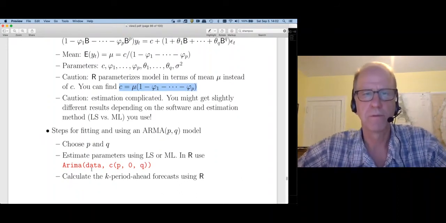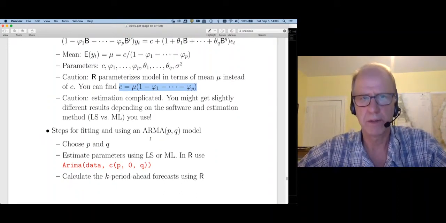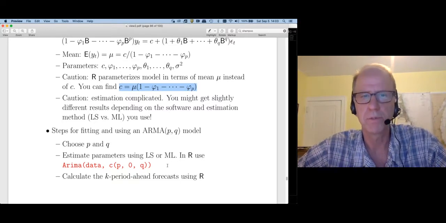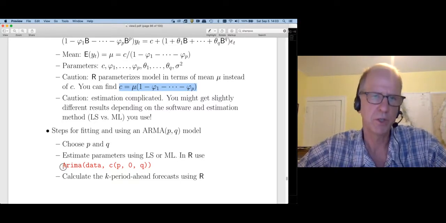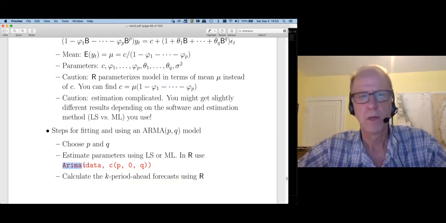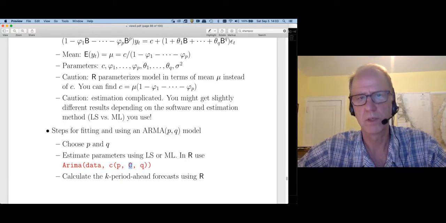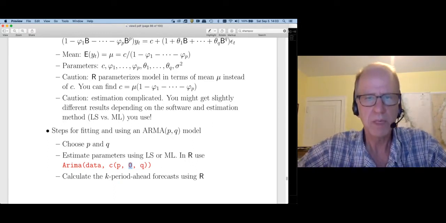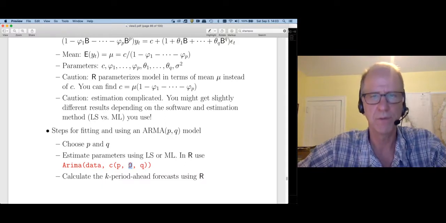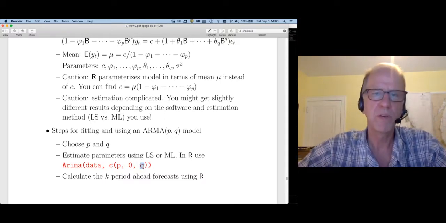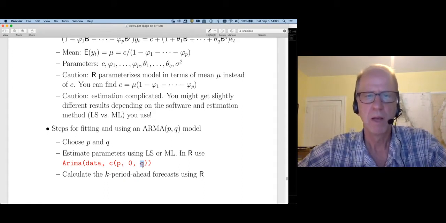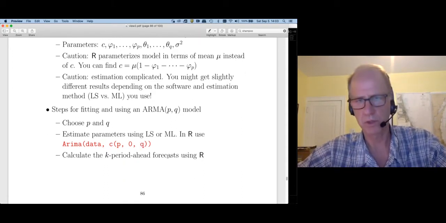The general steps that we're going to follow in estimating ARMA models is we'll pick our p and q values. We'll go use software. So there is a function in R called arima. You give it the data frame, and then you have to give it the order. So this is the order parameter. You specify p, then you specify 0 for an ARMA process. So more on what this second argument means in the next video. This is going to be the number of differences. And then you give the moving average parameter q. Then we can go ahead and compute forecasts. For now, we're just going to use R for that.